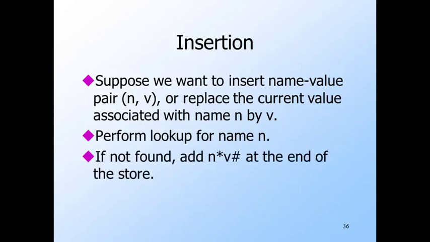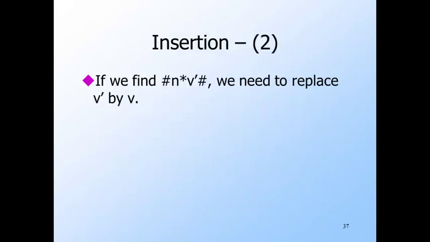If we scan the entire store and we never find n, then append n star v pound sign to the right end of the store. That is a true insertion rather than a rewriting of a value. But if we find some nv prime in the store, we have to replace v prime by v.